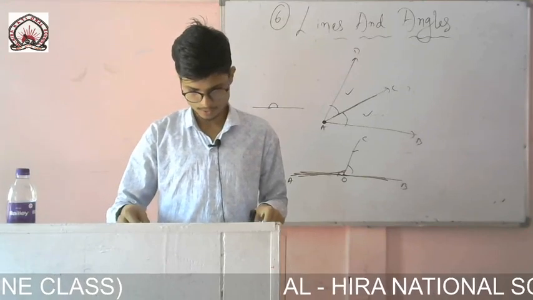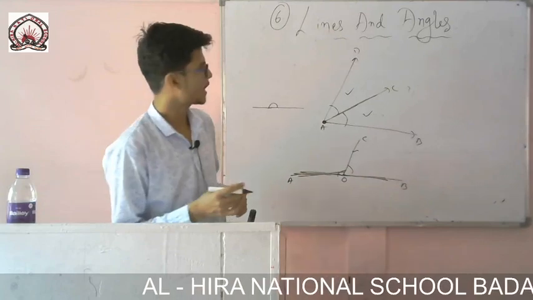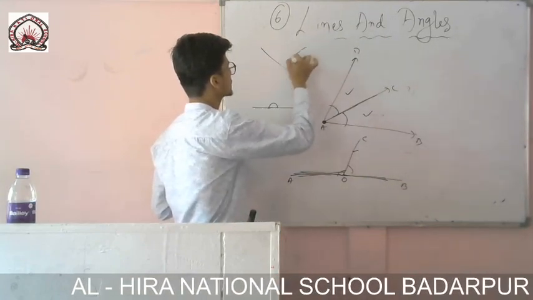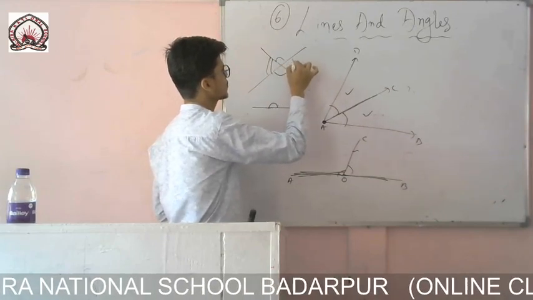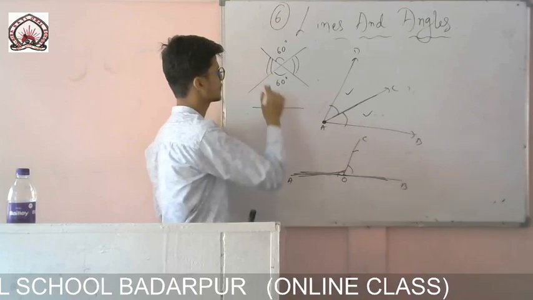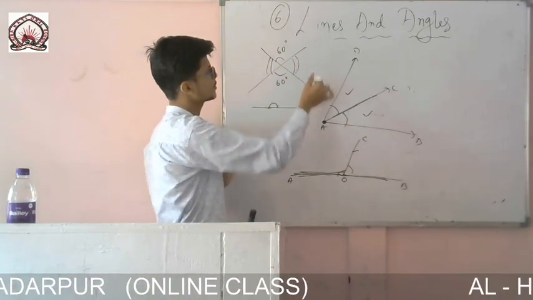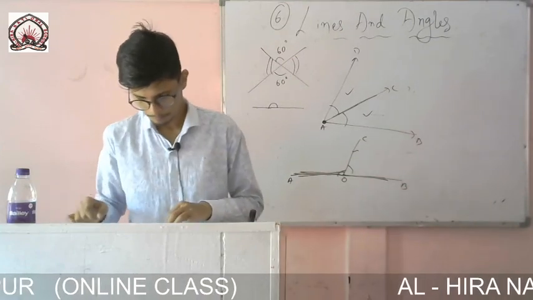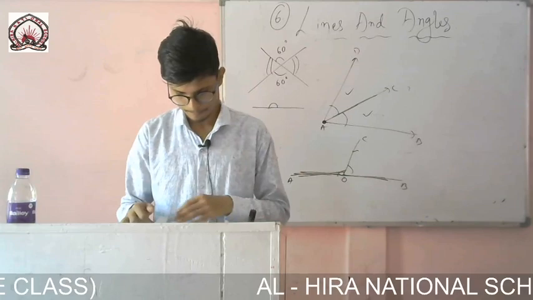Then comes vertically opposite angles. If two lines intersect each other, then these two angles are vertically opposite angles and they are equal. If this one is 60 degrees, then this one will also be 60 degrees. If this one is any other measure, then this one will also be the same.